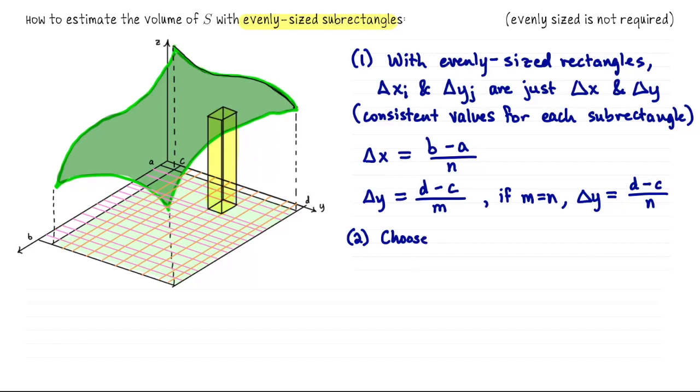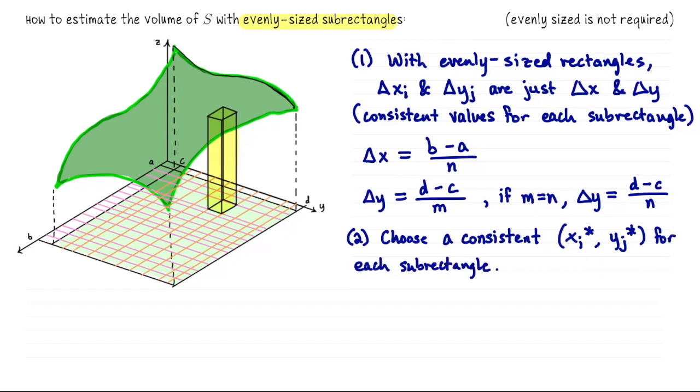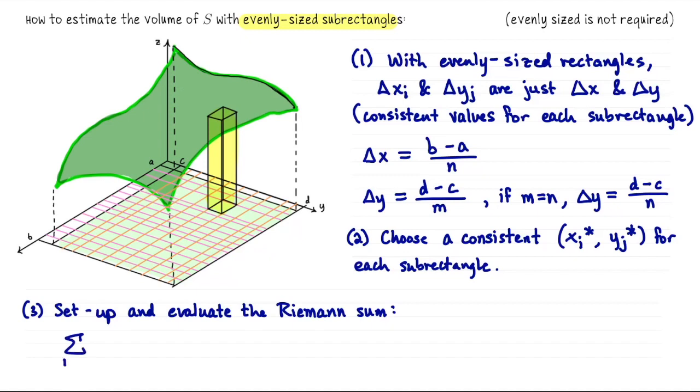The next thing we're going to do is identify a consistent choice of point xi star, yj star for each subrectangle. Again, the consistency is not required, but by saying for every single subrectangle I'm going to pick the lower left corner, we can do our computation a lot more efficiently. Then we set up and evaluate our Riemann sum. This is going to be a double sum because our domain is two-dimensional. We need to add up over the x-coordinates, that's summing with respect to i, and add up over the y-coordinates, that's summing with respect to j.